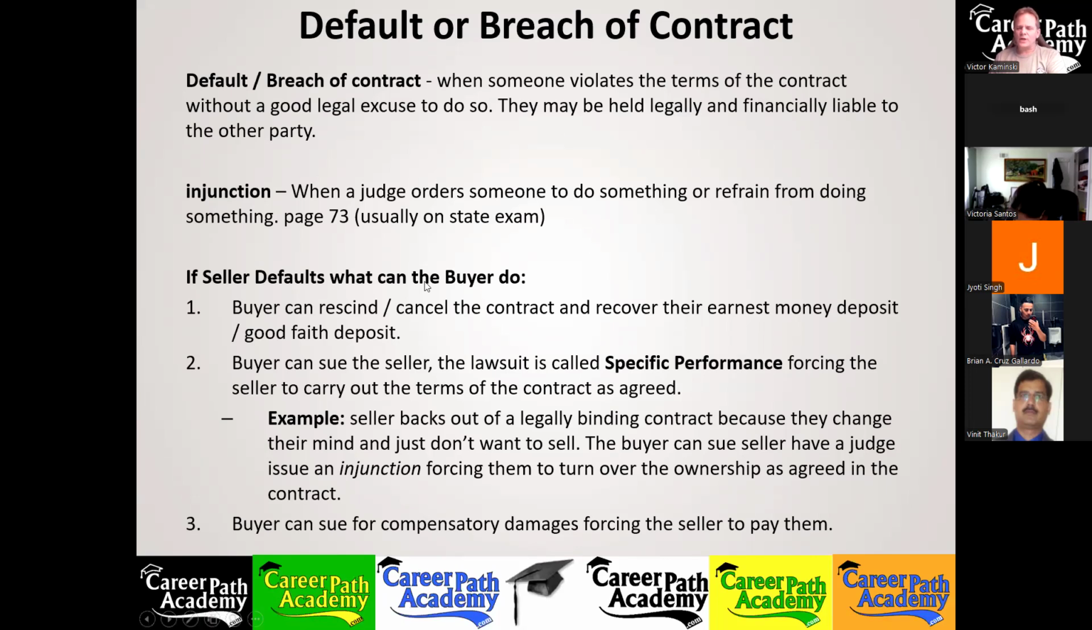Now, we're going to learn if a seller defaults, what can the buyer do? And if a buyer defaults, what can the seller do? So this is what is coming up on these coming pages, slides, whatever.